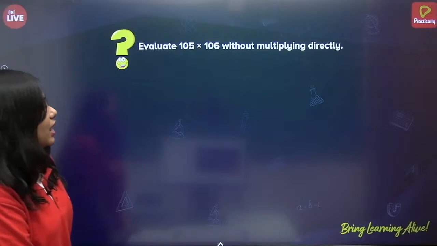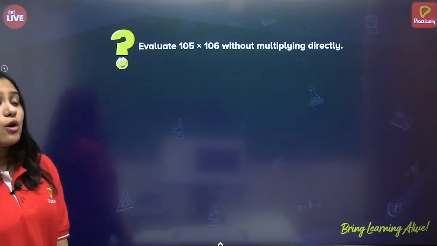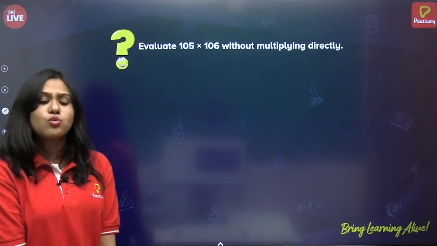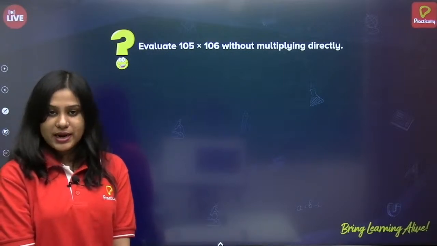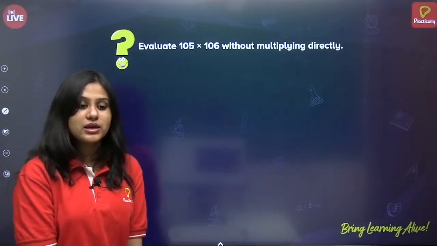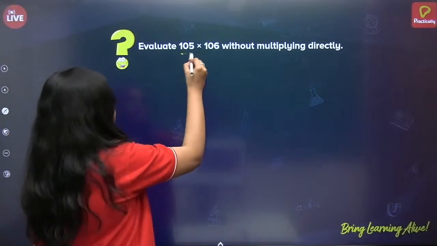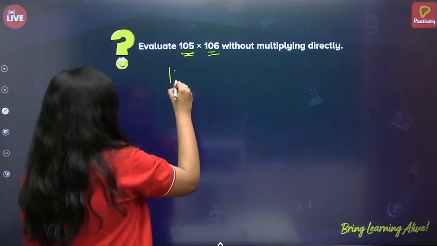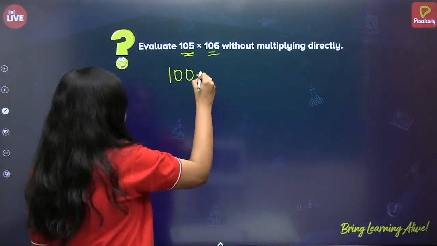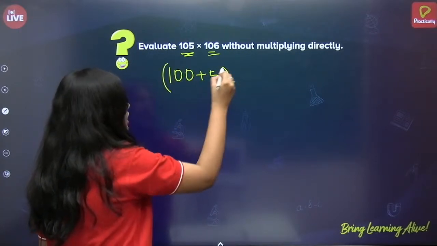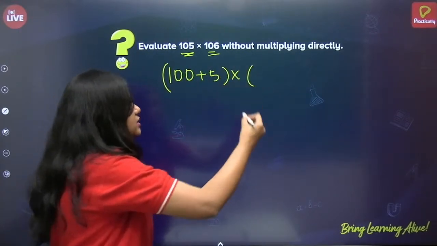Evaluate 105 times 106 without multiplying directly. So what do we have to do if we cannot multiply directly? We have to use some identity, right? So here 105 I can write as 100 plus 5, correct? And how can I write 106? 100 plus 6.